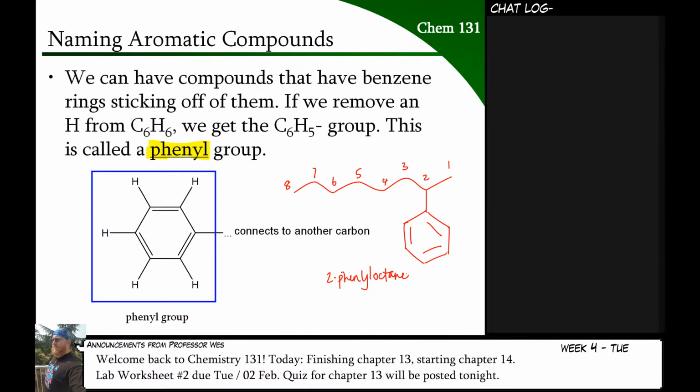Okay? If you see a long chain and you see a benzene ring in it, and it's just sort of branched off of that chain as if it were a group, treat it as a group. The benzene doesn't have to be the focus of the attention, and if it's not the focus of attention, then it's called a phenyl group.